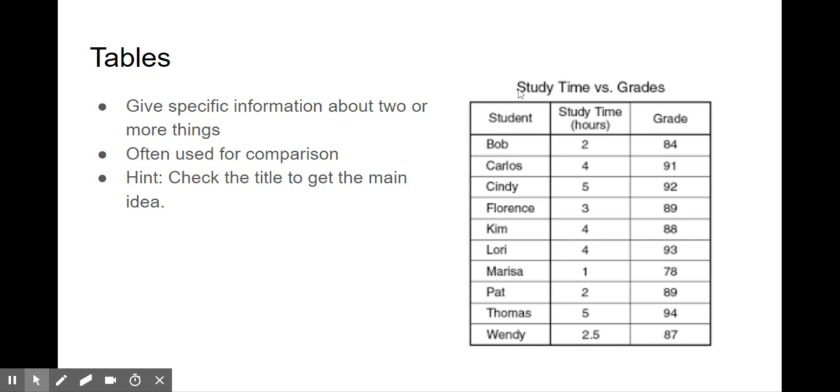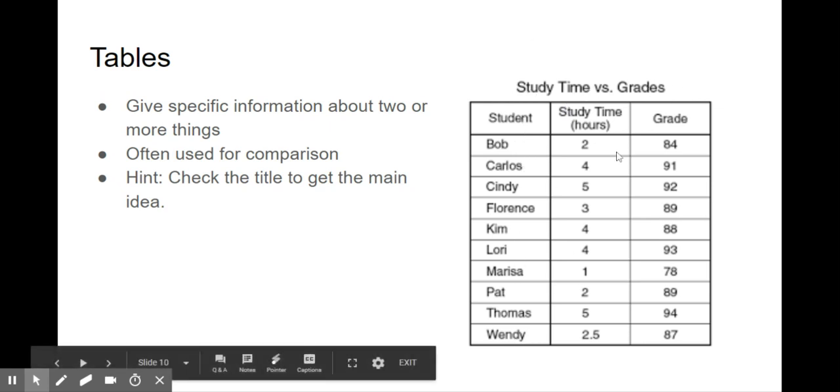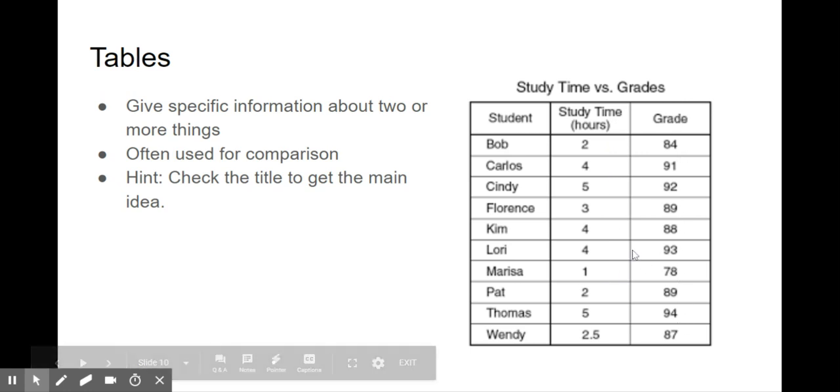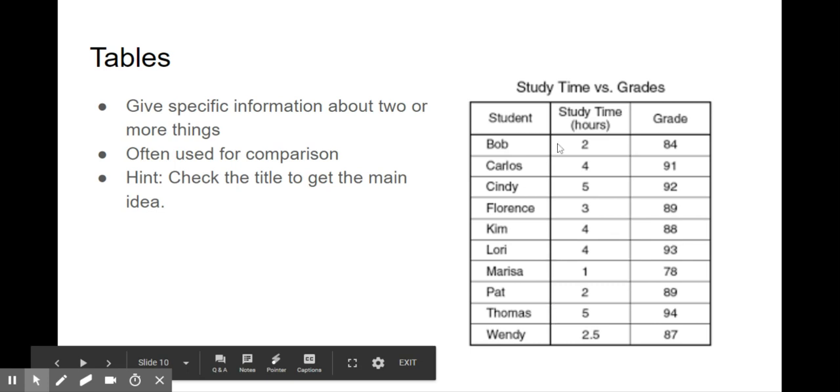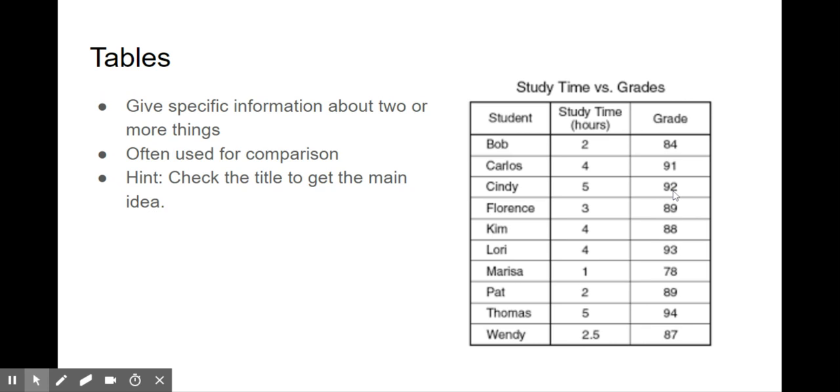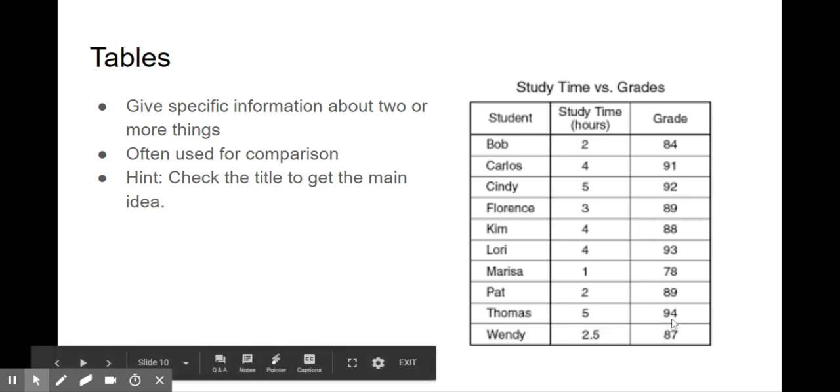For example, this table is about study time versus grades. We have students, the number of hours that they studied, and their grades. This would allow us to compare and figure out, does study time have anything to do with grades? It's pretty clear that they're trying to show that the more you study, the higher your grade. Cindy here has 5 hours and 92, Thomas 5 hours and 94, compared to Marissa with 1 hour and a 78. So that helps you make that comparison.